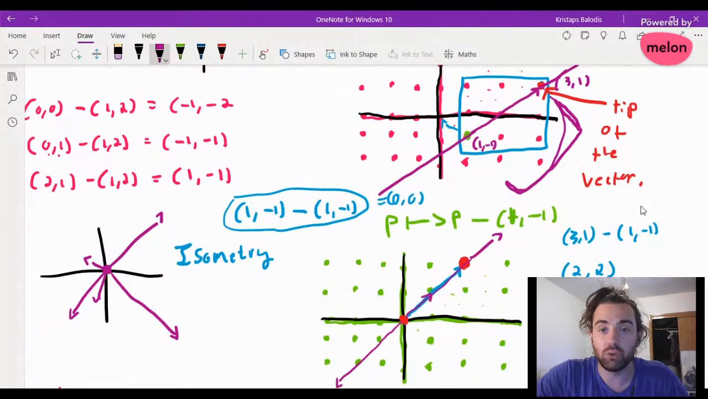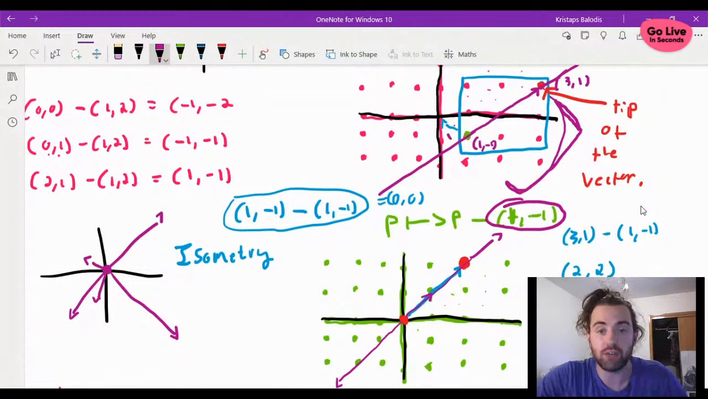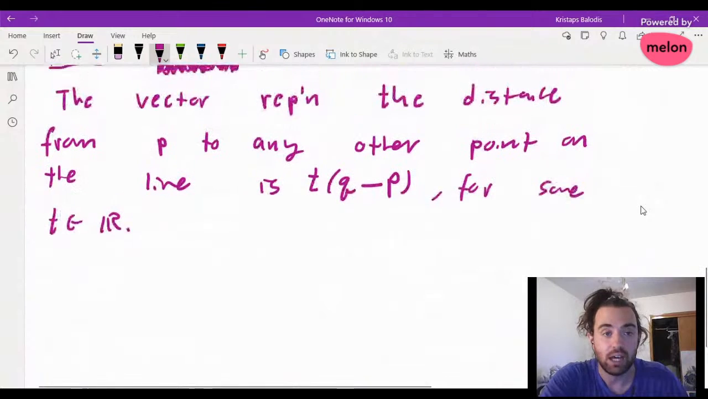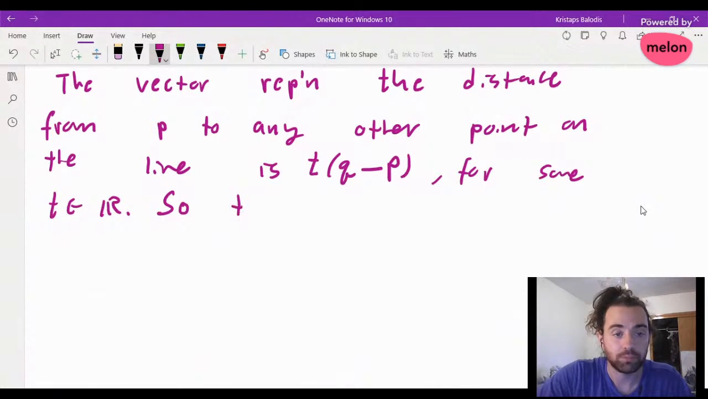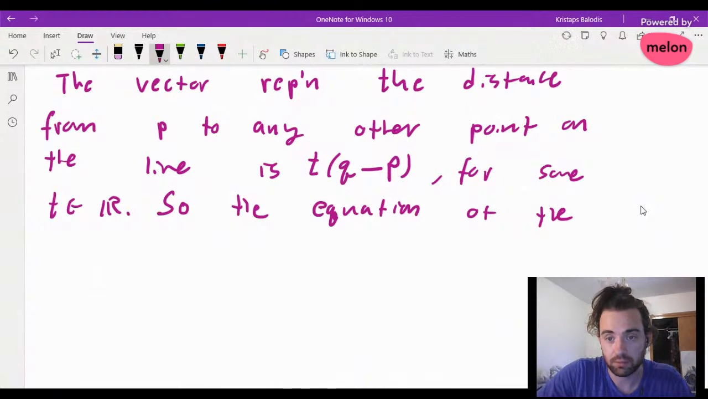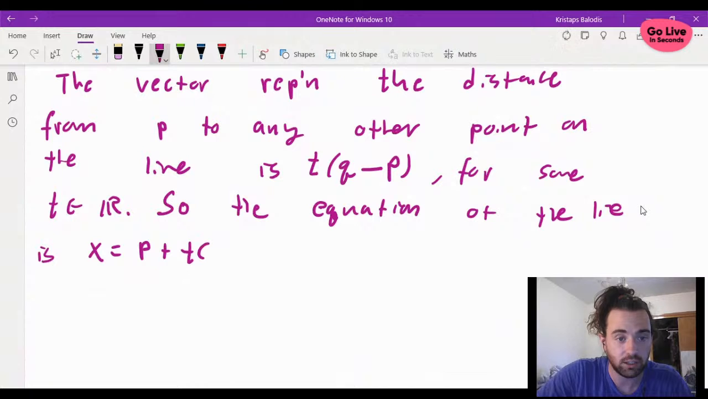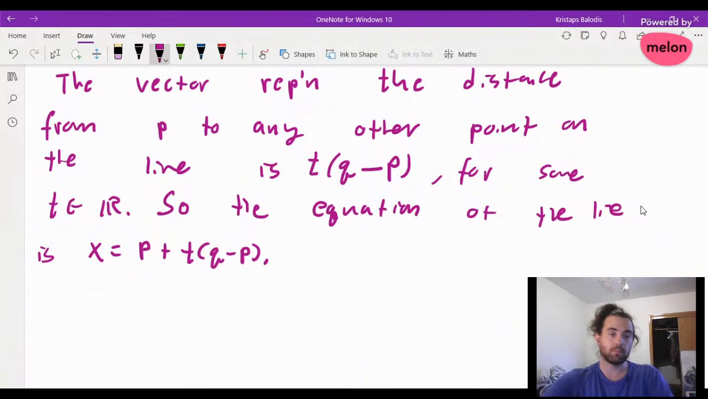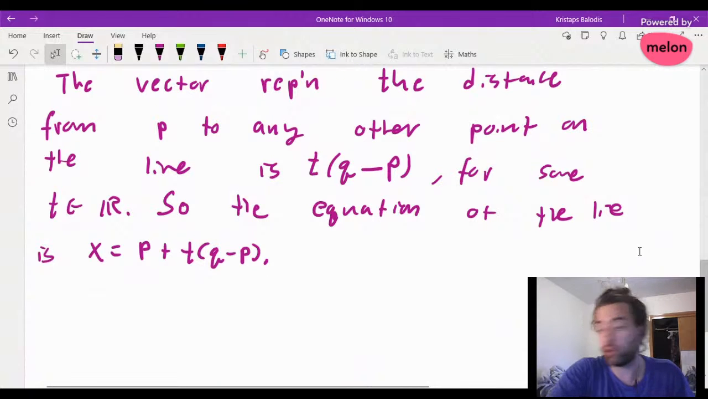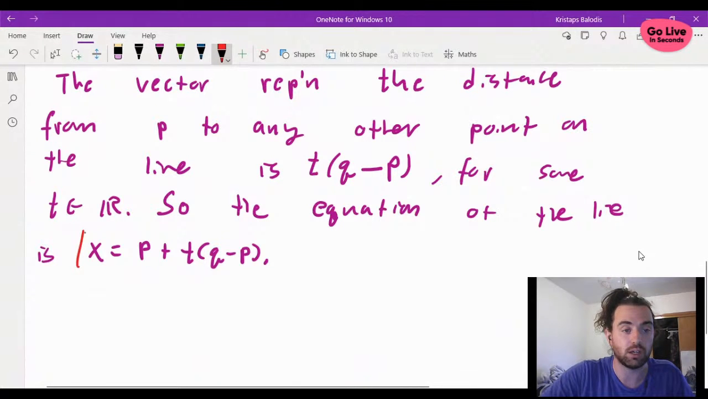Well, what did I do to get my vector through the origin? I shifted everything over this way by subtracting the point P. So in order to get my line back, I just need to do the opposite. I need to replace P. So I just add P to everything, and that will shift everything back. So the equation of the line is x equal to p plus t times (q minus p). And that's exactly what you see in your textbook for the definition of the equation of the line.